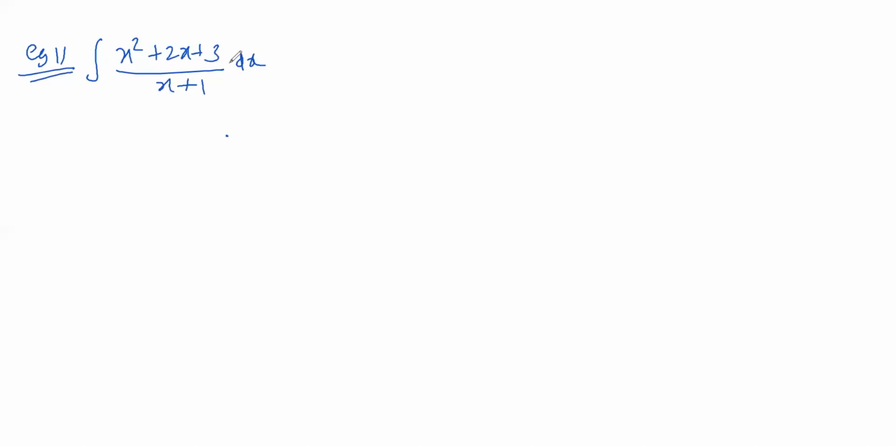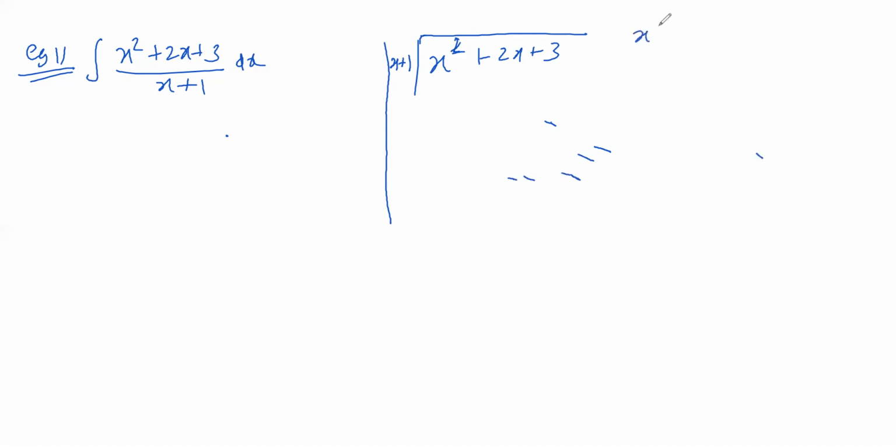So we divide the terms as usual, the usual division model. We'll find out the division of these two. So what are the steps we'll follow? Taking the first term of x square and the first term of x plus 1, we'll divide: x squared by x gives x.